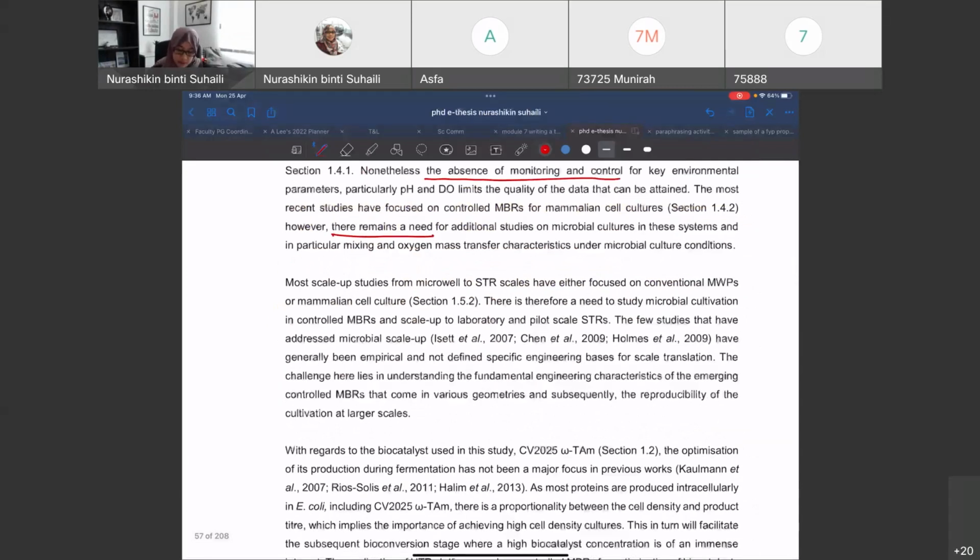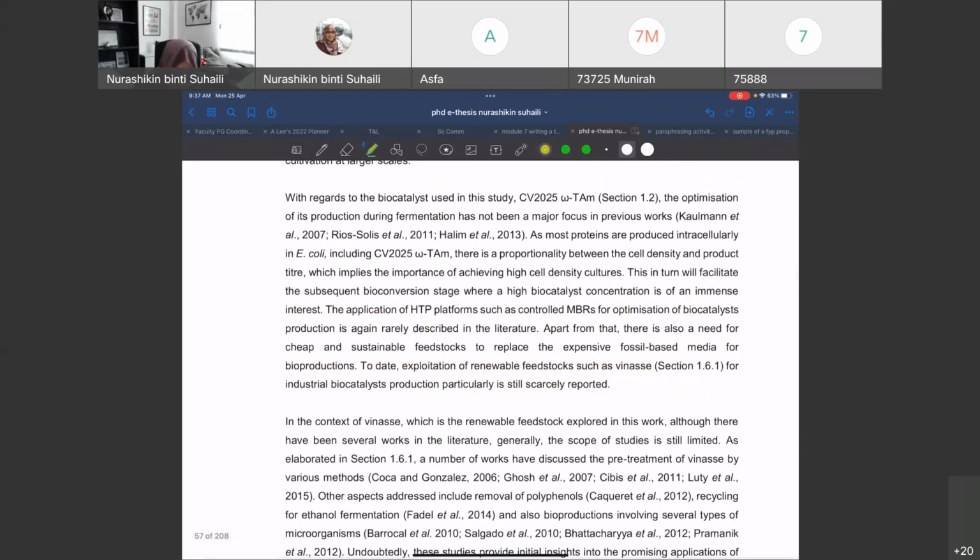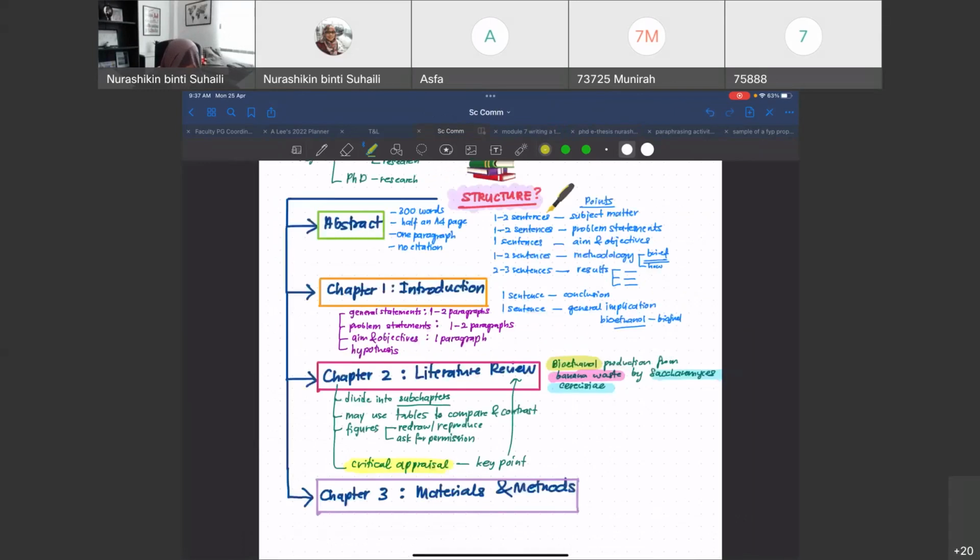See, for example, another sentence: the few studies that have addressed this, okay, this is based on my reading, but the challenge here lies in understanding it. This is another way of saying that this thing is not addressed in previous studies. So basically that's critical appraisal. It's not in the notes, but I think that's what you should know. Key points: the limitations of previous works, or your other opinions. This is the very important part of literature review.